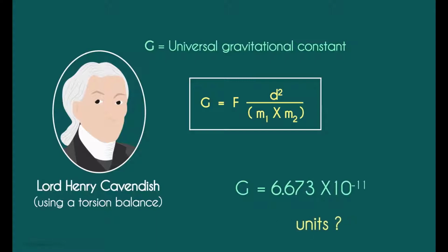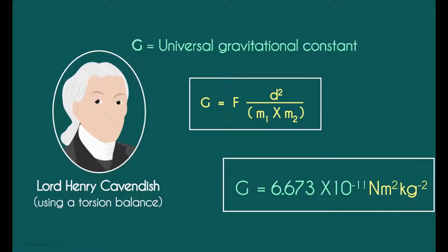What will be the units of G? Force is newtons. As the distance is in meters, we have meters squared. And as the mass is measured using kilograms, we multiply this with kilograms raised to negative 2. This is the value of the universal gravitational constant.